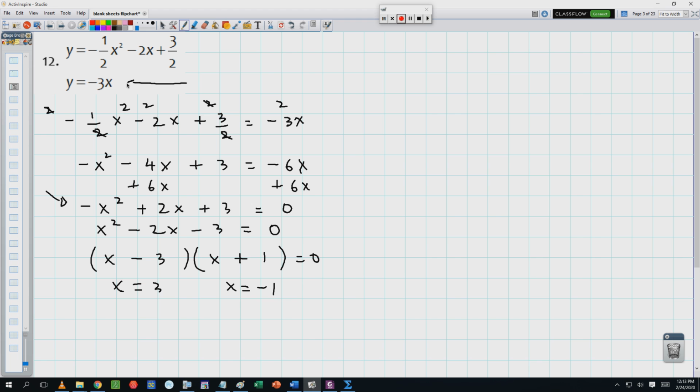And then we'll go right here. Y is equal to negative 3 times the x. That's negative 9. And again, y is equal to negative 3 times the x. That'll be negative 3.